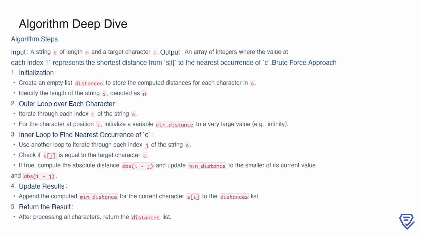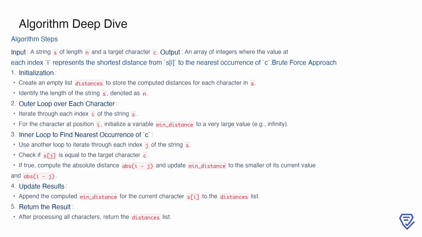To solve this problem, we start with a brute force approach. Given a string S and a target character C, our goal is to calculate, for each character in S, the shortest distance to the nearest occurrence of C. First, we initialize an empty list called distances to store the results and determine the length of the string, n.